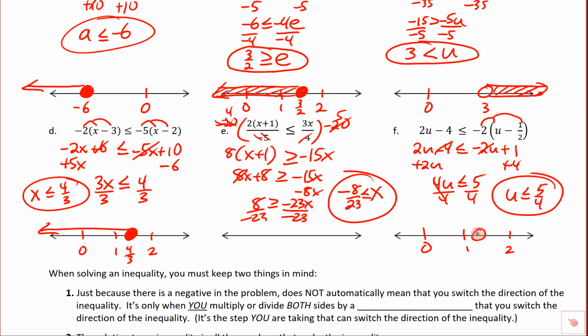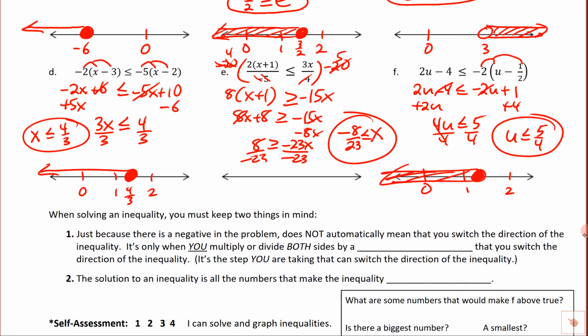So about right there. And do we fill it in? Yes, we do, because it can actually equal that. And the answers, the u's are less than or equal to 5/4, so we're going to shade this direction right here. So again, a couple little arrows, and we're all set to go.